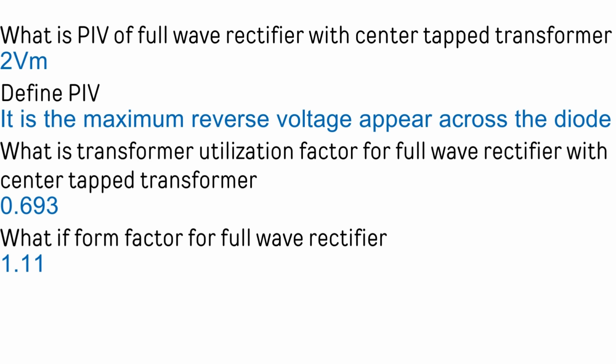What is PIV of full wave rectifier with center tap transformer? PIV of full wave rectifier with center tap transformer is 2 Vm. Define PIV. It is the maximum reverse voltage that appears across the diode. What is transformer utilization factor for full wave rectifier with center tap transformer? It is 0.693. What is the form factor for full wave rectifier? It is equal to 1.11.